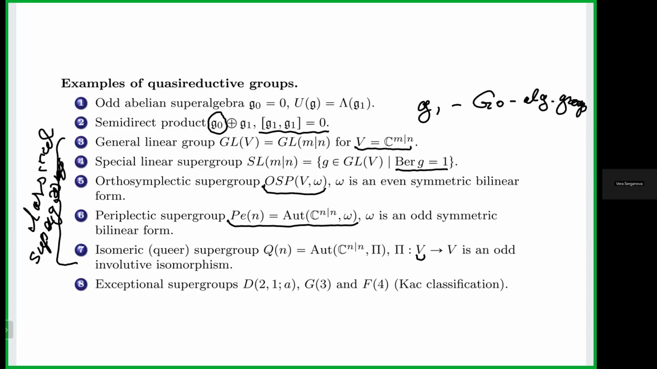In addition to this, all these examples are coming from the classification of Kac, who classified all simple complex Lie superalgebras, and we also have some interesting examples of exceptional supergroups. We have two exceptional supergroups and one series depending on a parameter. Well, not all simple Lie superalgebras are quasi-reductive, but most of them are.